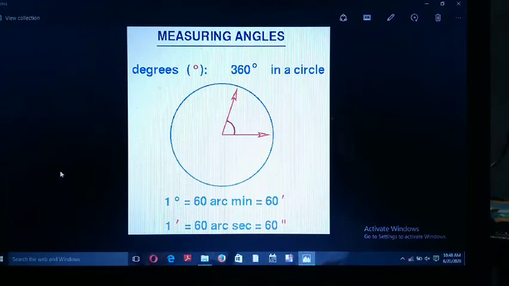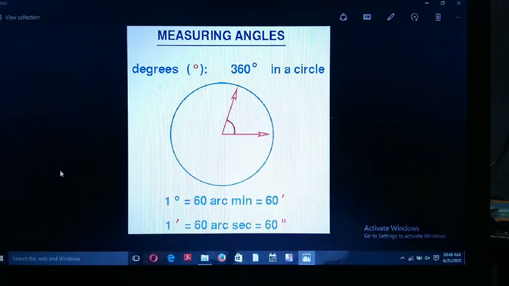Measurement of angle. Friends, here 1 degree is equal to 60 arc minutes. It is denoted by 60 dash, and 1 arc minute is equal to 60 arc seconds. It is also denoted by 60 double dash. Friends, this is the relation between degree, minute and second. It is very useful in examples.